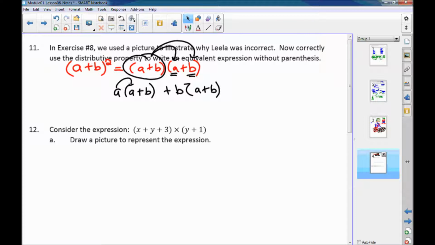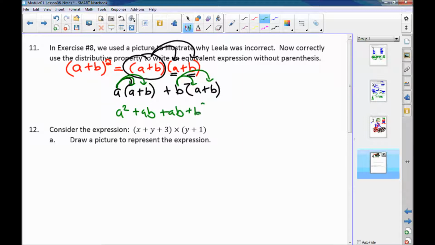So let's do that in green here so you can see it differently. A times a is a squared. A times b is ab. B times a is ab still. Let's do alphabetical order. And b times b is b squared. And you can see we have two ab's that are exactly the same in the middle, so we just combine them. So a squared plus 2ab plus b squared.